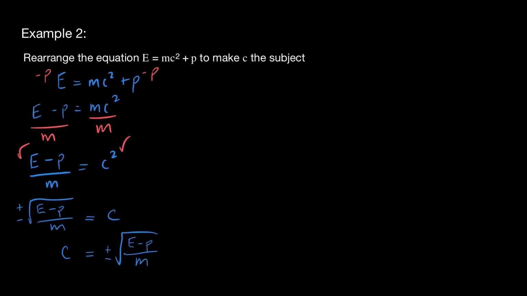The reason it's plus or minus is if I had, let's say, minus 2 multiplied by minus 2, that's going to give me 4. And if I had 2 multiplied by 2, that's also going to give me 4. So therefore, when I take the square root of 4, I need to say it's going to be plus or minus 2 because I don't know which one I started with.